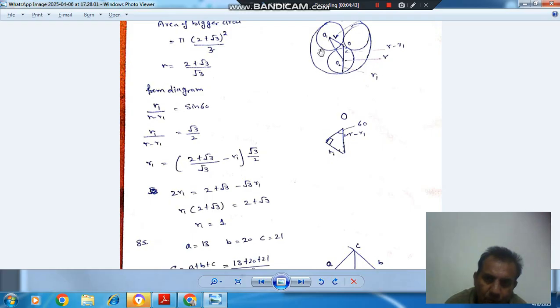This will be R1, because this is the line joining the centers of the two circles, and they are touching each other, so this is your 2R1. So this will be R1, because this is the radius of the circle also. So the answer is option B.